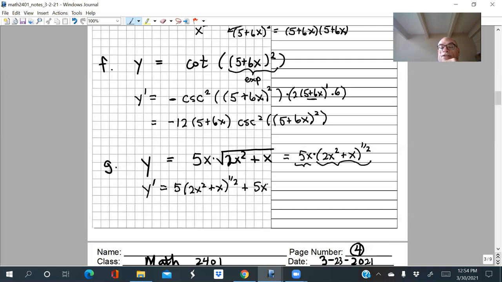Wait, but Daniel, we have to finish this off, right? So I keep the 5x, and now I have to multiply in the derivative of this second part, 2x squared plus x to the 1/2 power. Ooh, that's ugly, right? But I think I can do that. So what is the derivative of 2x squared plus x to the 1/2 power? How do you start that? So just this part, how do you start taking the derivative? See, that's a power, right? So whenever you have a power, how do you start taking the derivative of that?